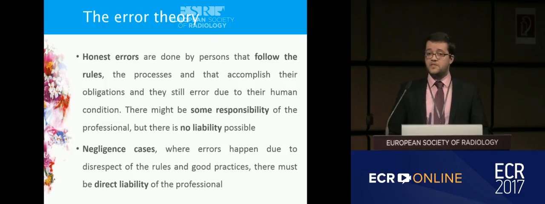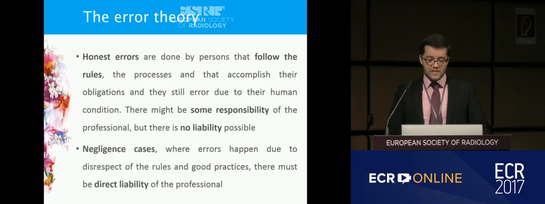This should be different from negligence cases. Of course, negligence cases also happen, but they are not honest errors. They are errors that occurred because the professional was not careful, disrespected the rules, didn't follow protocols, and of course, when negligence is proved, there is liability to the professional.